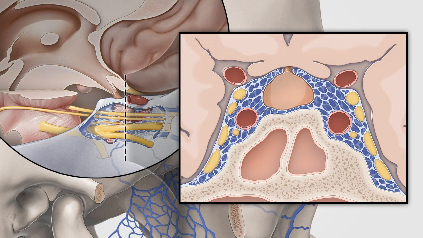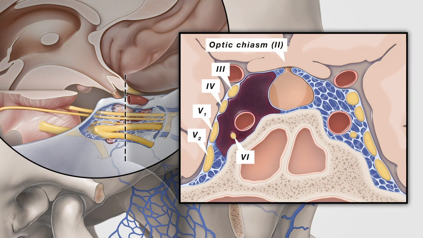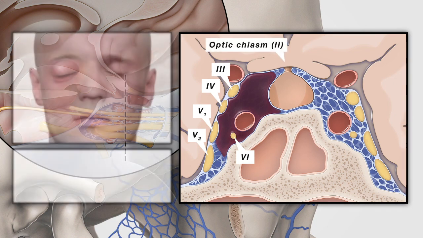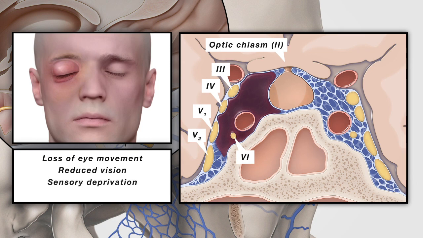When a thrombus affects the cavernous sinus, several cranial nerves supplying the extraocular muscles are at risk. Cranial nerve 6 is most vulnerable as it runs directly through the sinus. Cranial nerves 3, 4, V1, and V2 run along the lateral walls of the sinus. The optic chiasm, or cranial nerve 2, is situated above the cavernous sinus. A thrombus impinging these nerves typically results in loss of eye movement, reduced vision, and sensory deprivation of the midface. Another common symptom includes periorbital edema due to the blockage of blood flow caused by the thrombus.